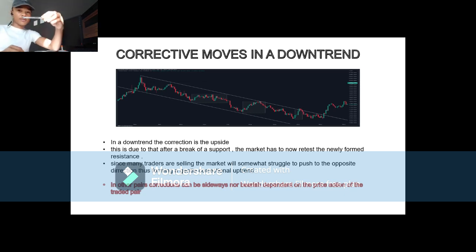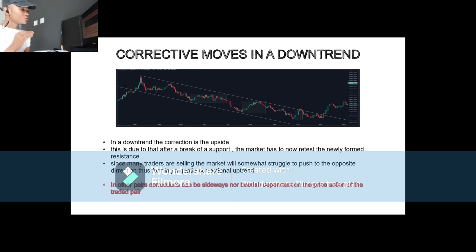So this is the support over here. We break, right? Now we have to correct. So we form a retest or correction. We retest over there, then we push again to the downside. So that's what is happening over here. Since many traders are selling, the market will somewhat struggle to push in the opposite direction, thus forming a gentle correctional uptrend. That's very important, guys. You have to be perspicacious about this.